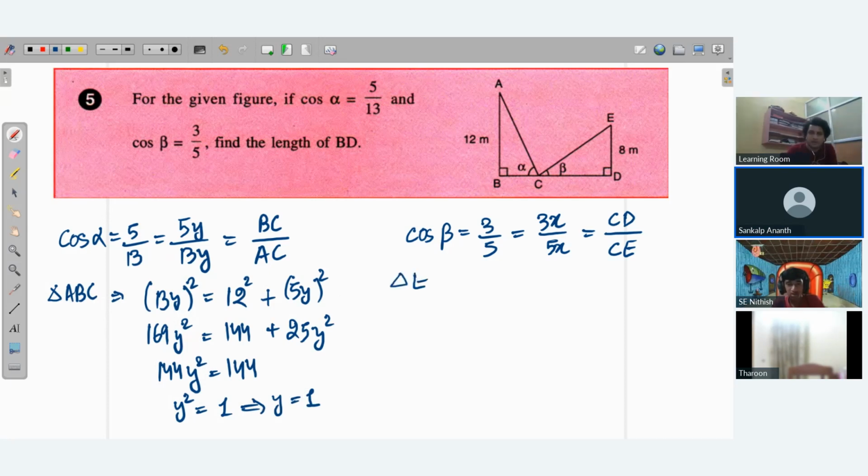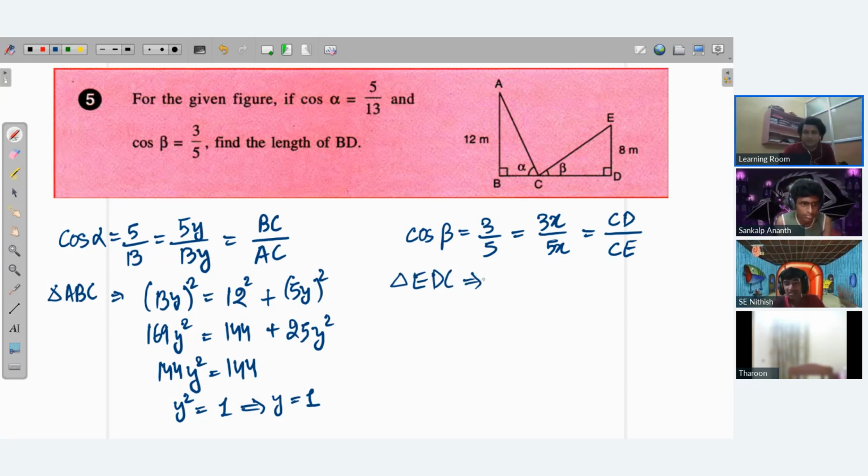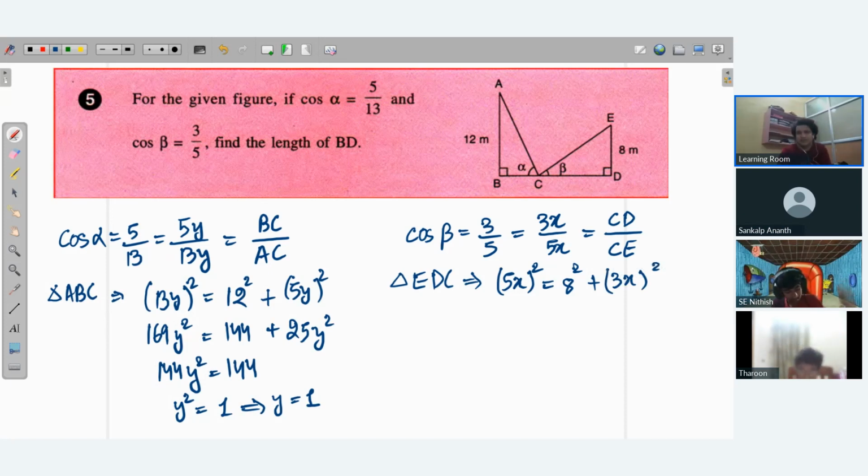And in triangle EDC, I found the answer. EDC also says that EC square is ED square plus CD square. So EC according to us is 5x whole square, ED is 8 square plus 3x whole square, which is the other side. So this is 25x square, 64 plus 9x square, 25 minus 9 is 16, right? X square is 4, that means x is 2.